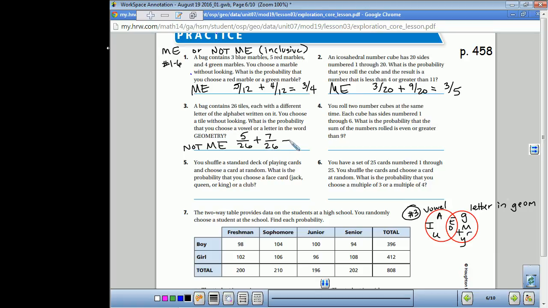And then I have to subtract out the overlap because I counted these twice. So 2 out of 26. Very good. So that's 10 out of 26. Now if I just came right here and counted 1, 2, 3, 4, 5, 6, 7, 8, 9, 10. Did I get the same thing? Yes, I did. And 10 out of 26 reduces to 5/13.